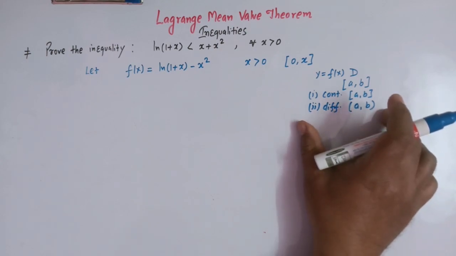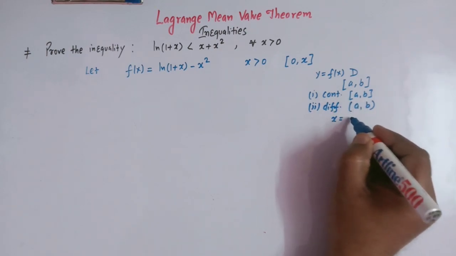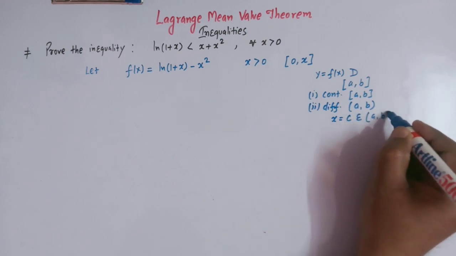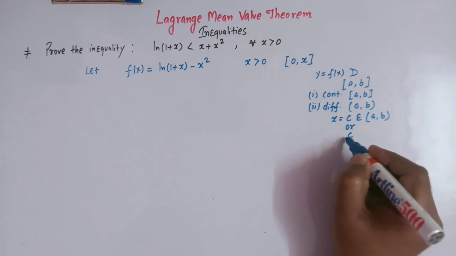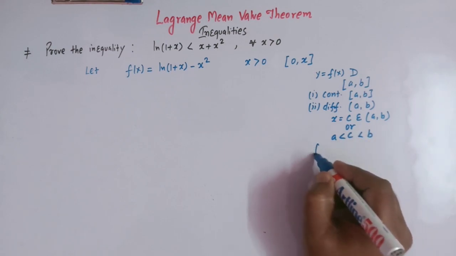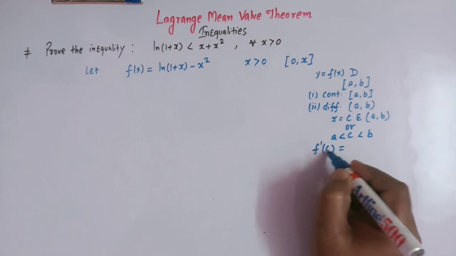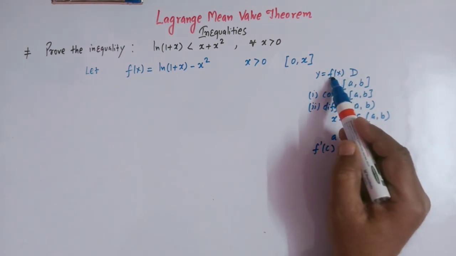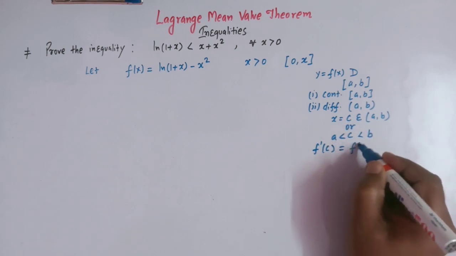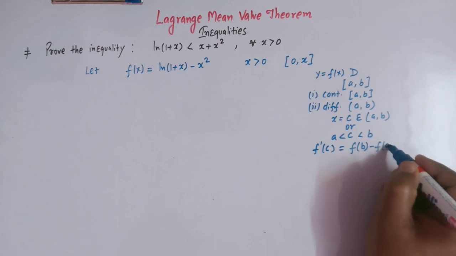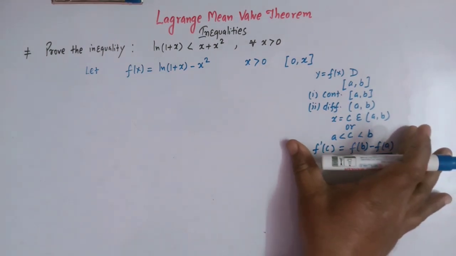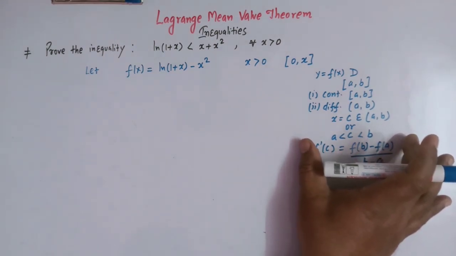there must exist one point, say x is equal to c, which lies in the interval a comma b, or we can write c is greater than a but less than b, such that f prime of c is the derivative of f at this point x is equal to c, and f prime of c must be equal to f of b minus f of a divided by b minus a, right? So this is the statement of Lagrange's mean value theorem, right?